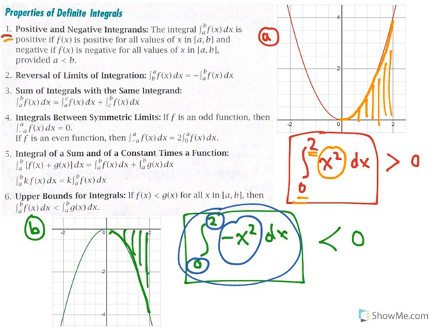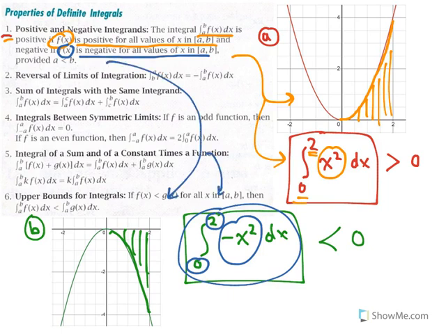So we just looked at the first property, positive and negative integrands. The definite integral of f of x dx from a to b is positive if f of x, the integrand, is positive for all values of x in the interval from a to b, as we saw here, and negative if f of x is negative for all values of x in the interval from a to b, as we saw here, provided that a is less than b, and of course in our examples 0 was less than 2.